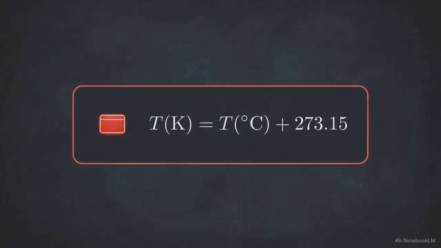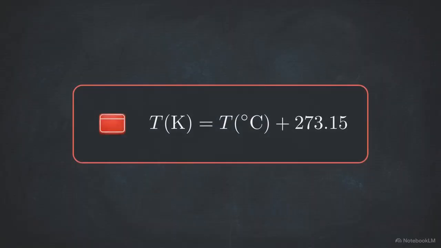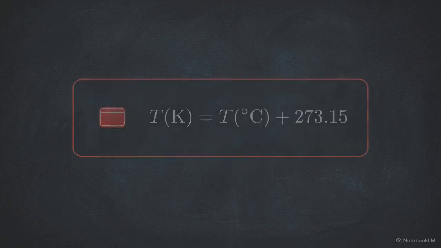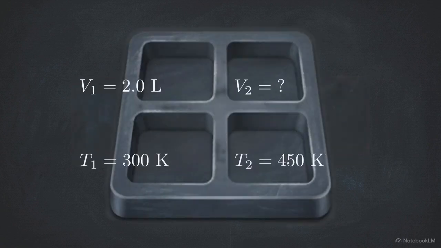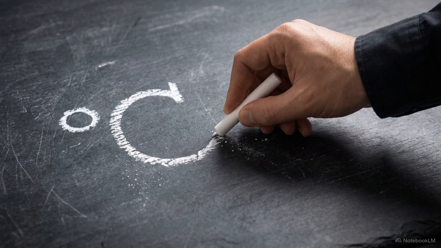To prevent this, you must convert any Celsius temperature to Kelvin by adding 273.15. Looking back at our extracted variables, both of our temperatures are already cleanly stated in Kelvin. We are cleared to move to the math. If your problem gives you Celsius, your process halts immediately until that conversion is done.